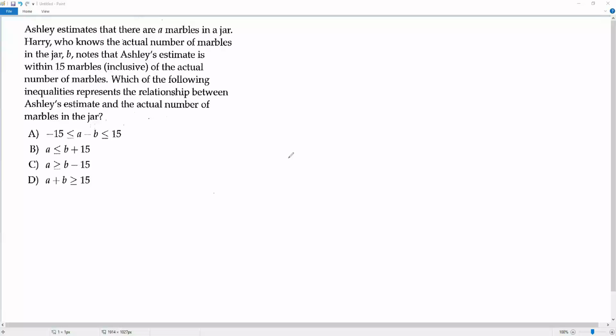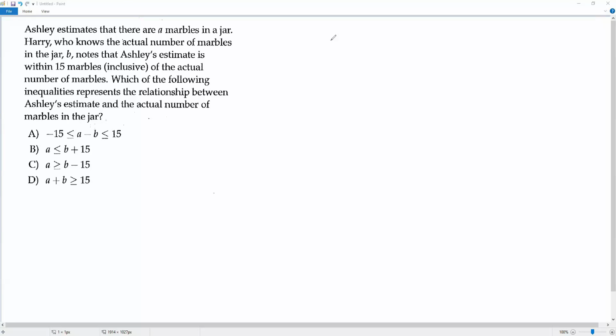Here we have a SAT math question. Let's go over the information we have in the question. Asley estimates that there are A marbles in a jar. Harry, who knows the actual number of marbles in the jar, B, notes that Asley's estimate is within 15 marbles, inclusive of the actual number of marbles. Which of the following inequalities represents a relationship between Asley's estimate and the actual number of marbles in the jar?